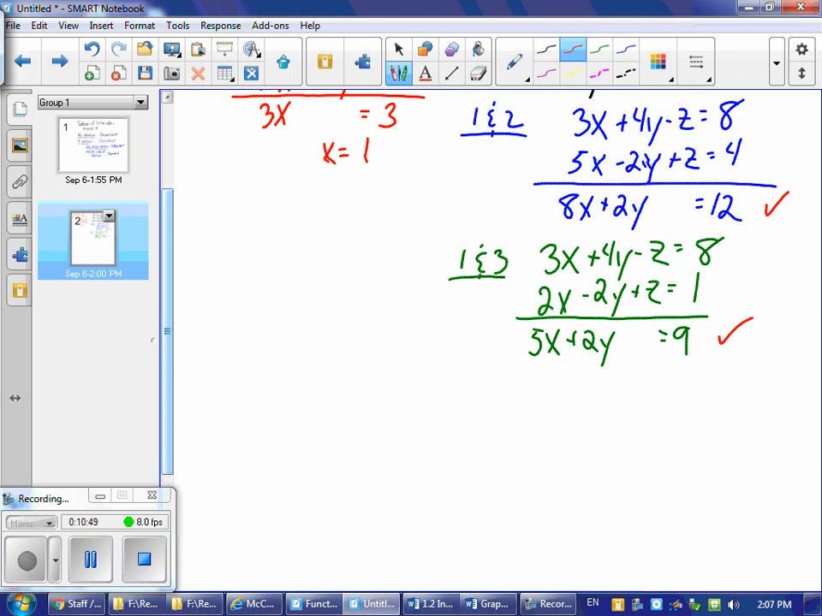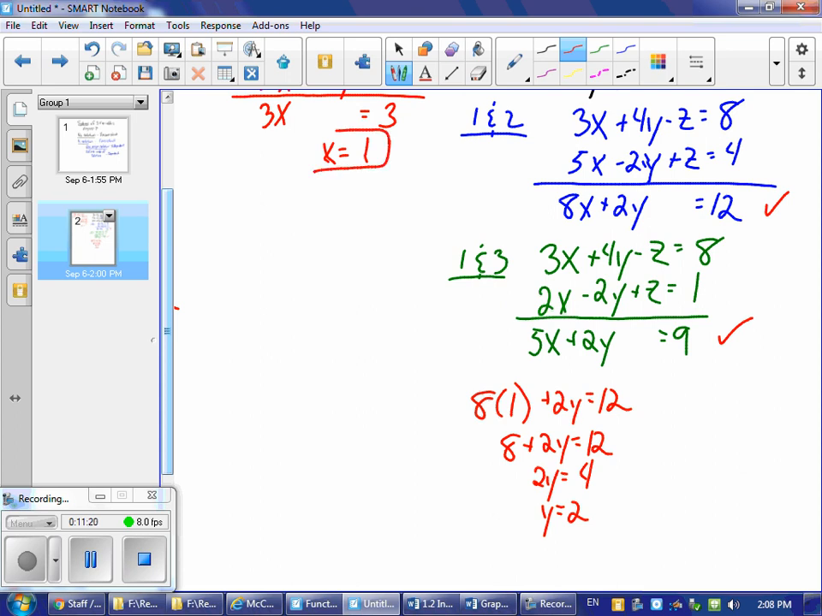If I do that, plugging 1 in for x, we get 8 times 1 plus 2y equals 12. Let's see. Solving for y, 8 times 1 is 8, plus 2y equals 12. Subtract 8 from both sides. We should get 2y equals 4. And then dividing both sides by 2, we get that y equals 2. Well, we're getting there. We've got that x equals 1, we've got that y equals 2. The only thing I have left to find is z.